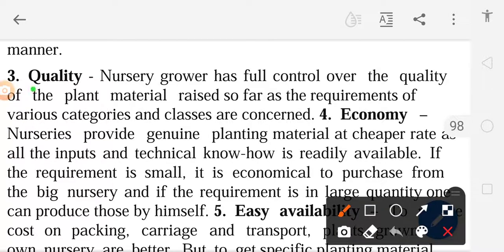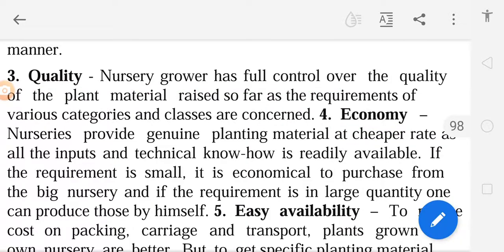Third importance is quality. The nursery grower has full control of the quality plant material that is required for various categories and classes. So the nursery grower should have full control, and for that purpose he needs to have knowledge. Then the fourth importance, that is the economy.